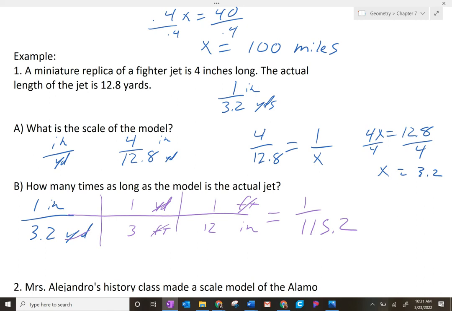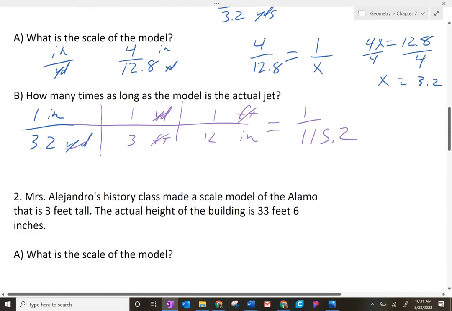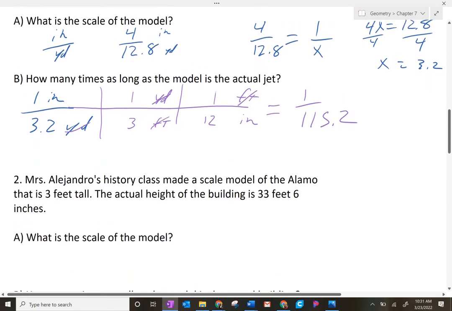Thumbs up, thumbs down. Okay, this should be my last example then. Mrs. Alejandro's history class made a scale model of the Alamo that's 3 feet tall. The actual height of the building is 33 feet 6 inches. What's the scale model? I want you to try to get the scale model right now.